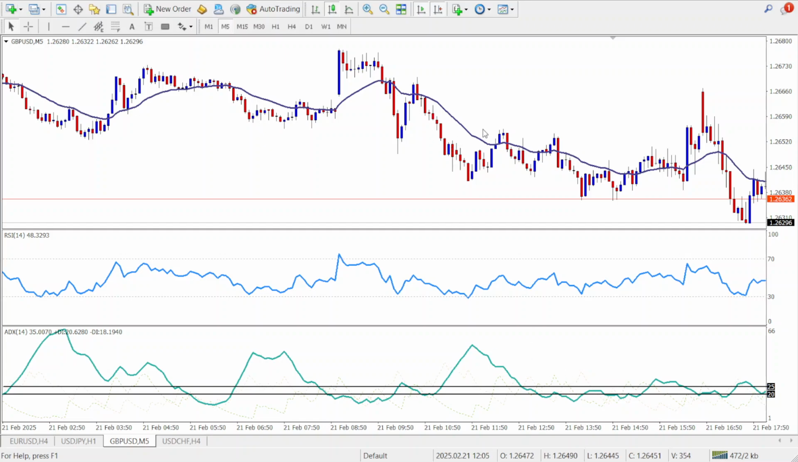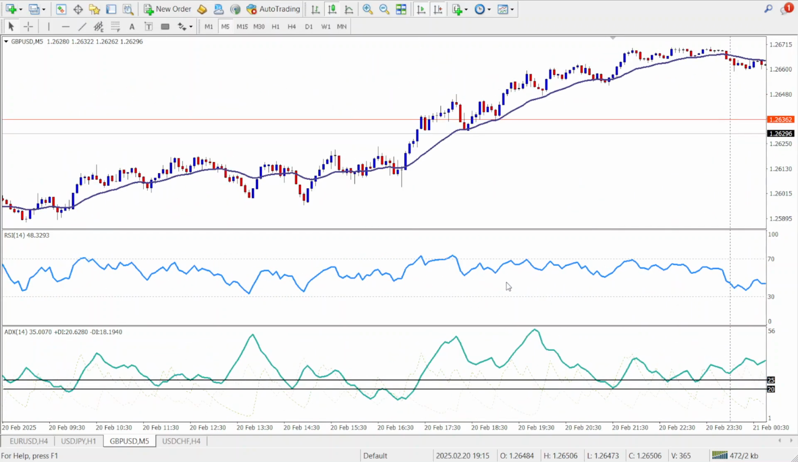So in this scenario, we can see that the trend was a sell trend. Price was below the moving average. RSI was trending downwards above 30. So this was a good selling opportunity. And ADX confirmed that this was a strong sell. You can see ADX was above 25.